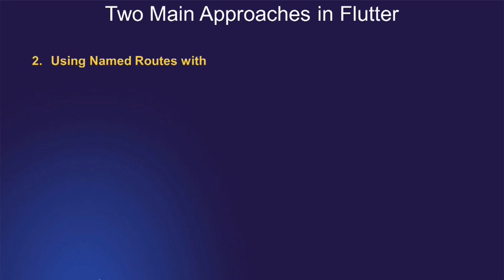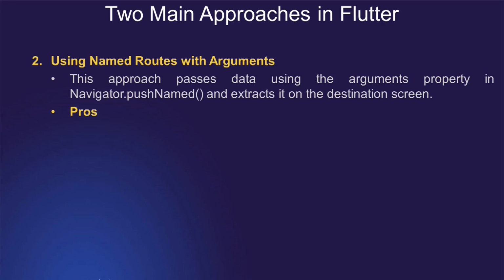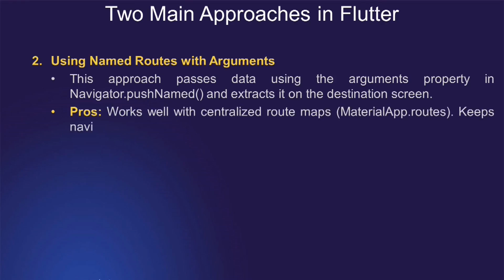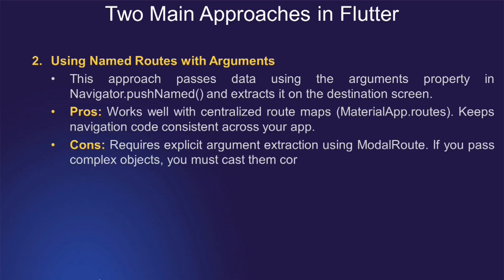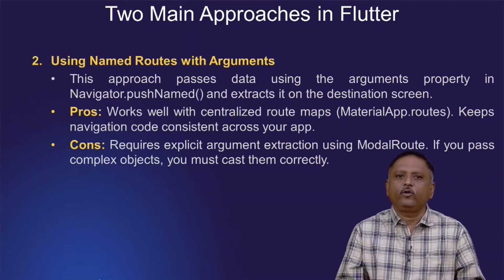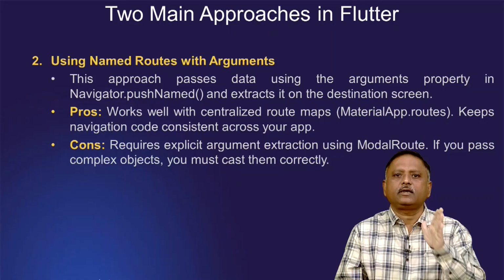Now let us discuss the second approach, which is using named routes with arguments. This approach passes data using the arguments property in Navigator.pushNamed and extracts it on the destination screen. Now what are the advantages? It works well with centralized route maps like MaterialApp.routes and keeps navigation code consistent across your app. The disadvantages are that it requires explicit argument extraction using ModalRoute. If you pass a complex object, you must cast it correctly.